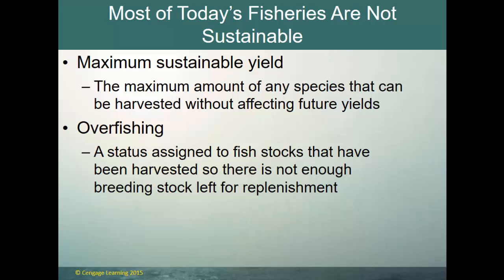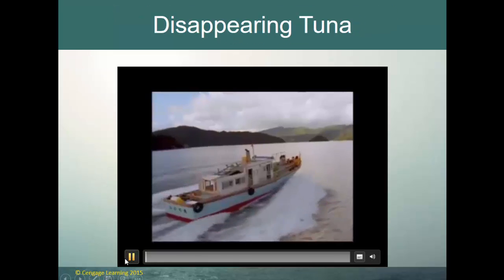Overfishing, of course, is a status assigned to fish stocks, a type of fish, a type of mollusk, a type of crustacean that have been harvested, so there's not enough breeding stock left for replenishment. You've exceeded your maximum sustainable yield, then you have an overfishing situation.